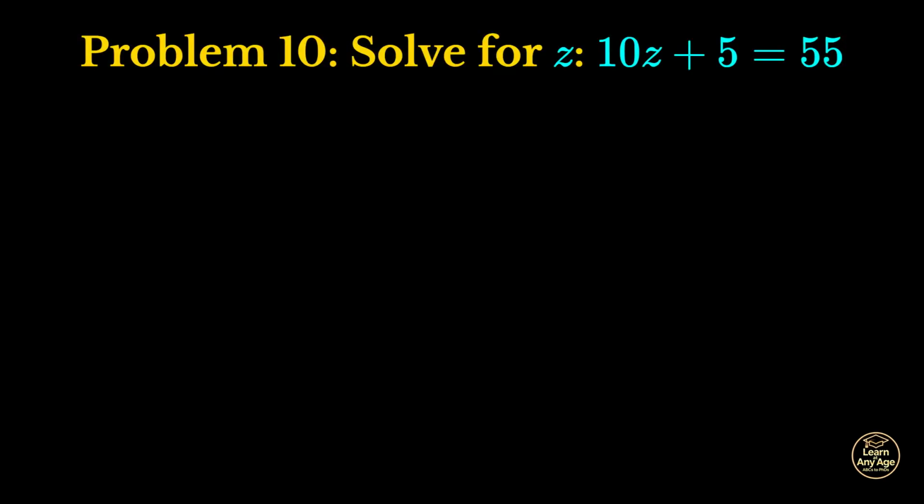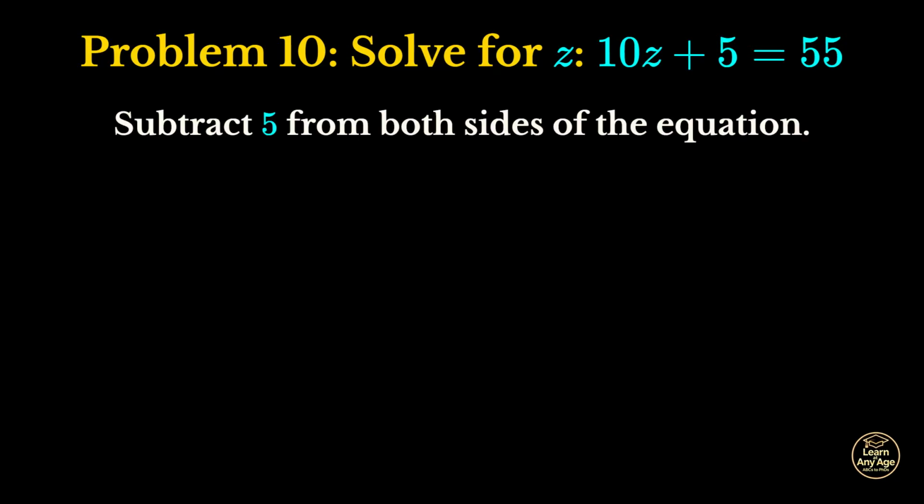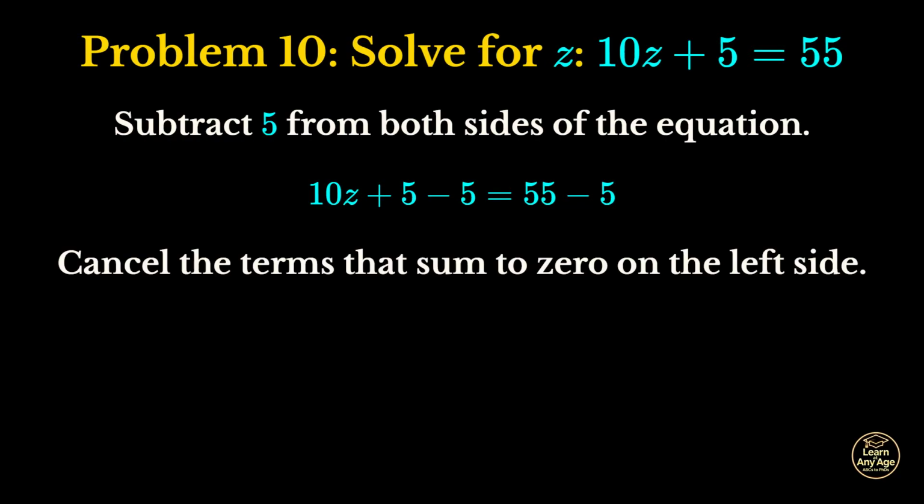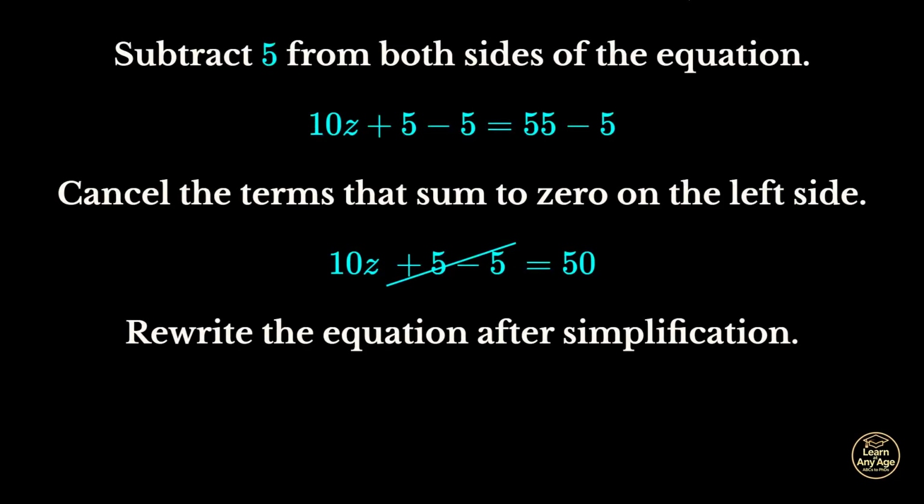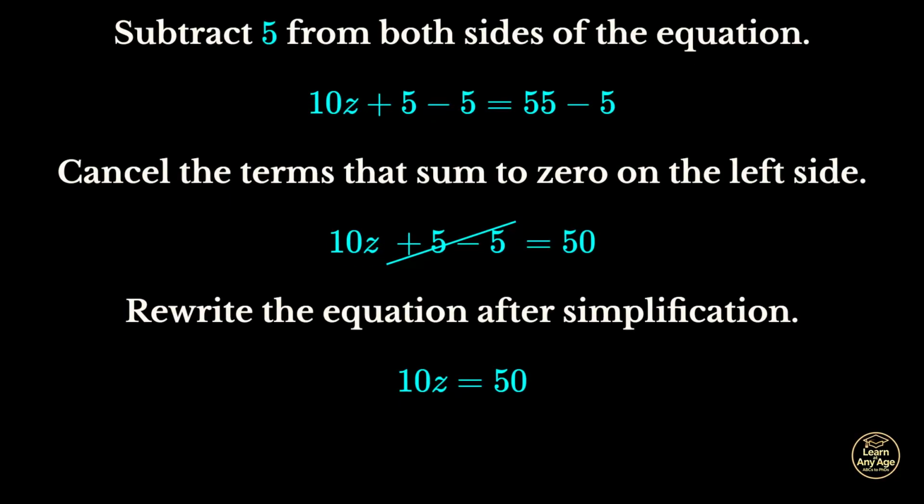Problem 10, solve for z, 10z plus 5 equals 55. Subtract 5 from both sides of the equation. 10z plus 5 minus 5 equals 55 minus 5. Cancel the terms that sum to 0 on the left side. 10z plus 5 minus 5 cancelled out equals 50. Rewrite the equation after simplification.